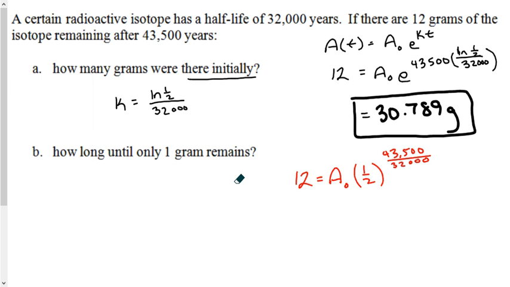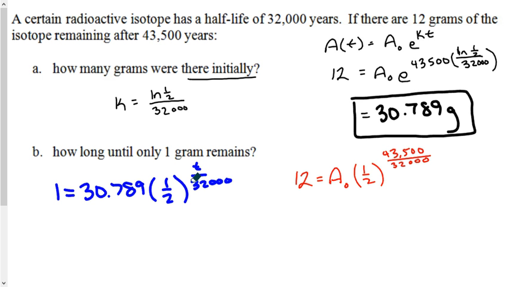Okay. Let's go ahead and take a look at part B. How long until only 1 gram remains? You know what? We can use kind of this little shortcut here, and that's not so bad. We can say 1 equals, because we want to know how long until 1 gram remains, right? And we'll use this. So we got our 30.789, and that's going to be 1/2 raised to the t over 32,000. So it looks something like that.